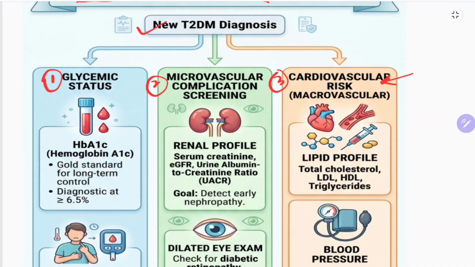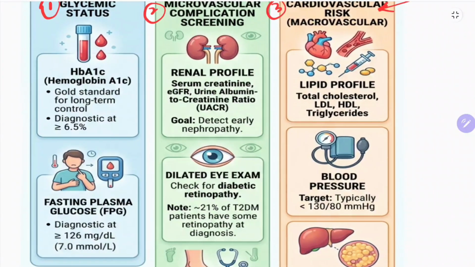Now to know the glycemic status, two things you will do. One is HbA1c, which is the gold standard for long-term control. If HbA1c is more than or equal to 6.5, then it is diagnostic. So you should order HbA1c. Second, you should always know the fasting plasma glucose. More than or equal to 126 milligram per deciliter is diabetes. So these two investigations are of paramount importance to know the glycemic status.